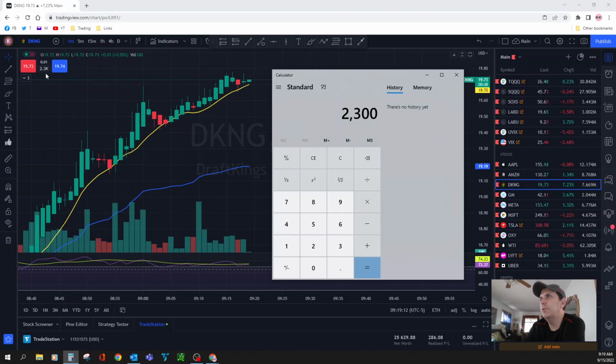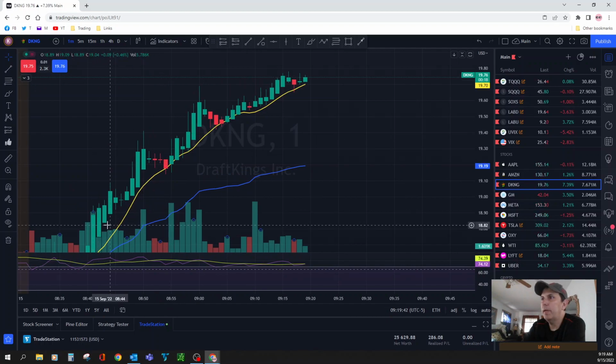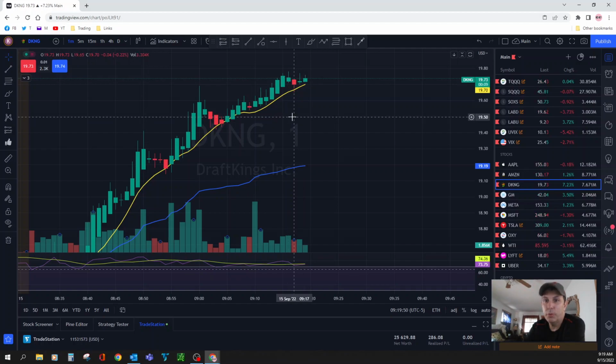2,300. So up here it says 2.3K. That's how many I buy. So I'm taking that 2,300 times the price, which was 1880. Okay, 42,000 times 7% is almost 3 grand. $3,026. So if I would have just put my money in on DraftKings back here at 8:30 and not done anything, I'd be up $3,000.